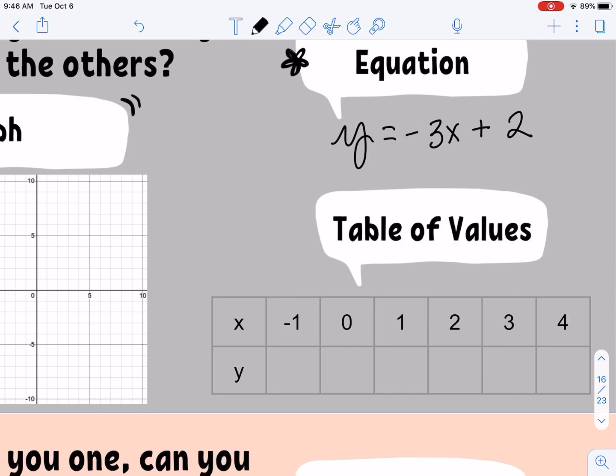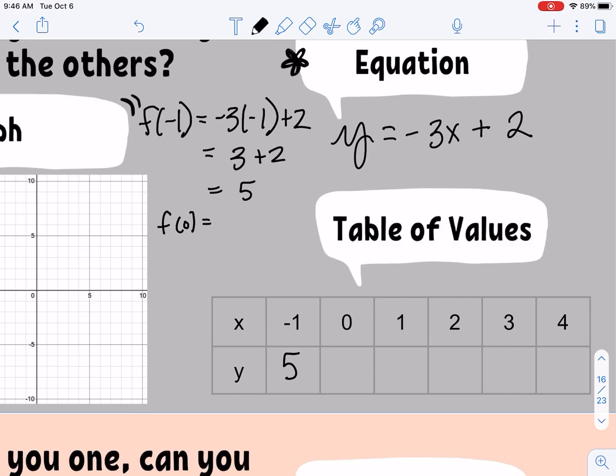Look at this. You can plug in negative 1. If I say f of negative 1, and then I plug in negative 1, negative 3 times negative 1 plus 2. You'll remember doing this in a second. What I get is negative 3 times negative 1, positive 3 plus 2, that's 5. When x is negative 1, y is 5. When I plug in 0 into my function, I get negative 3 times 0 plus 2. Negative 3 times 0 is 0. Add 2 to that, and you should get 2.